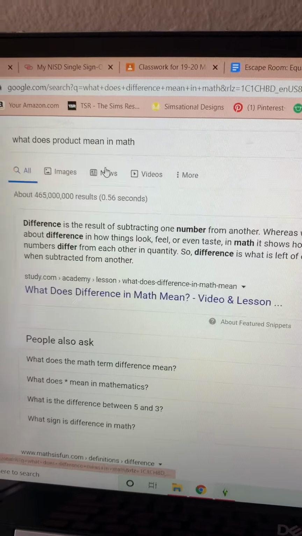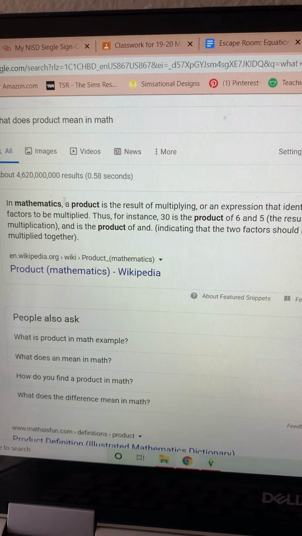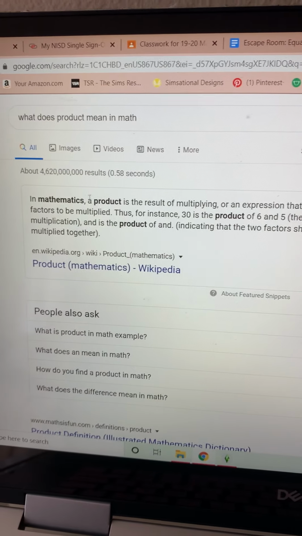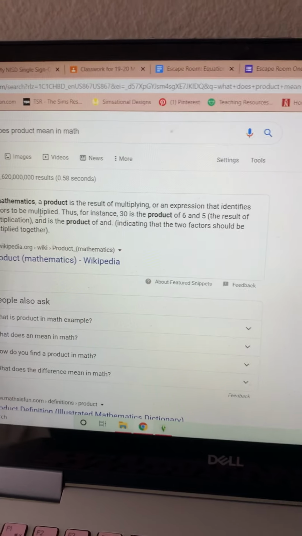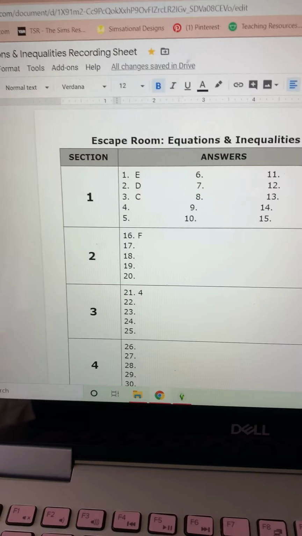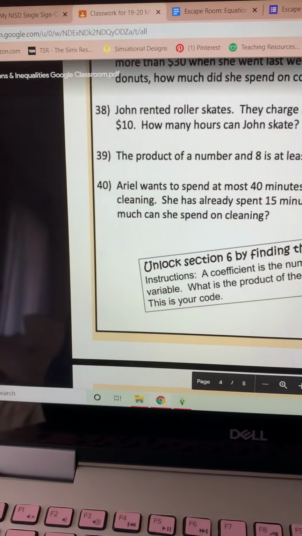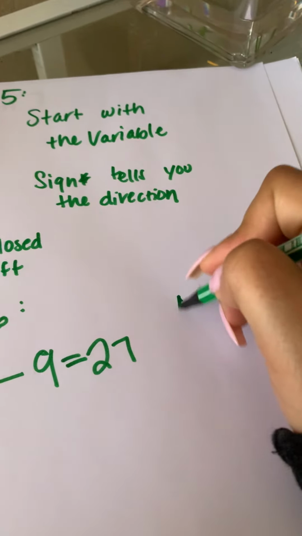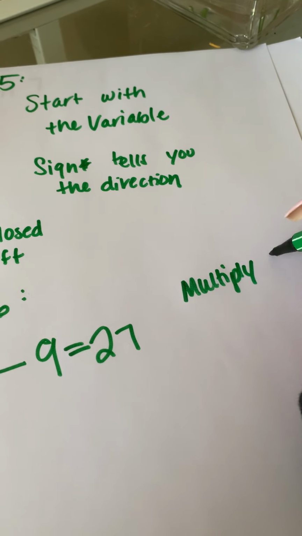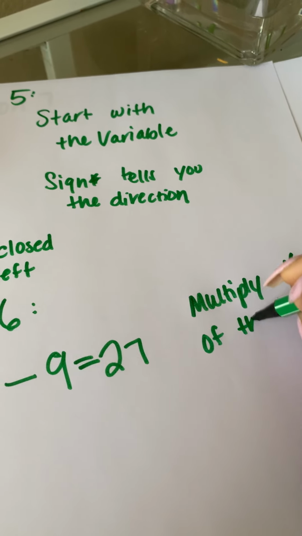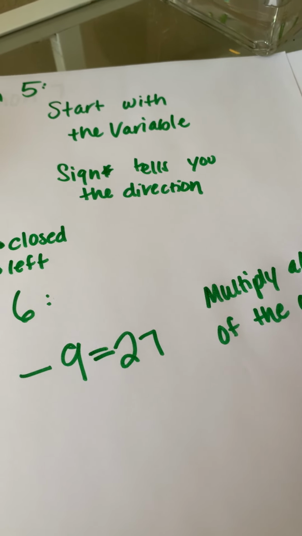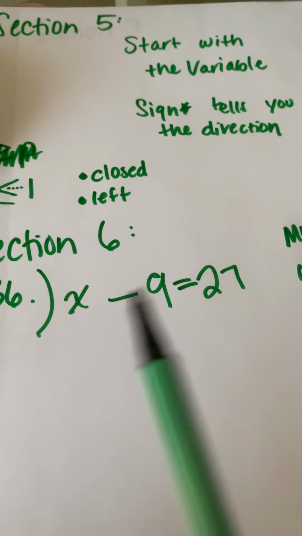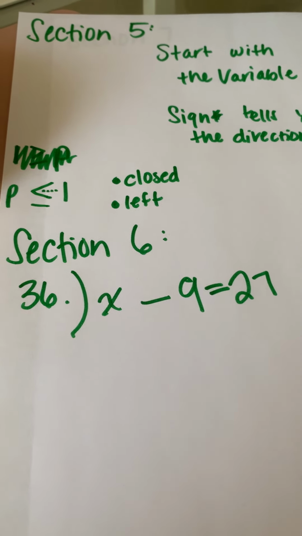Okay. What does product mean in math? In mathematics, the product is the result of multiplying, or an expression that identifies the factors to be multiplied. So I'm going to multiply something, okay? So let's go back to our page, and it says, what is the product of the coefficients? So I'm going to multiply all of the coefficients, okay?